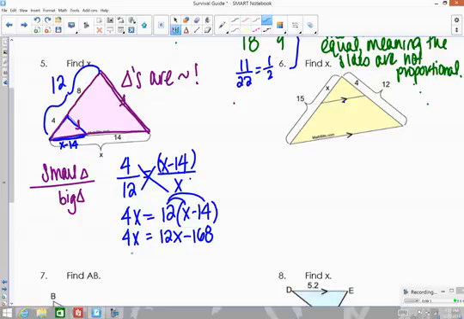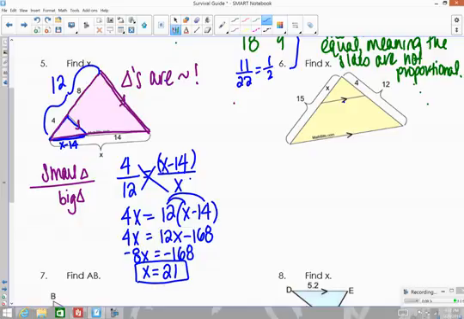Subtract the 12x, we get negative 8x equals negative 168. It's good that we have negatives on both sides so that when we divide both sides by negative 8, it becomes positive and we get positive 21 for that. And that's it for that one because it just says find x. Number 6, same thing, find x.